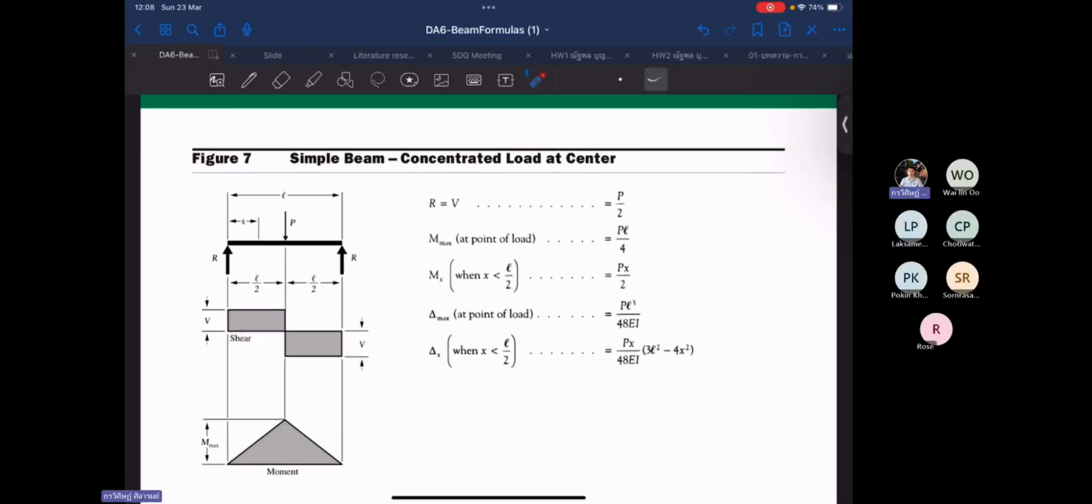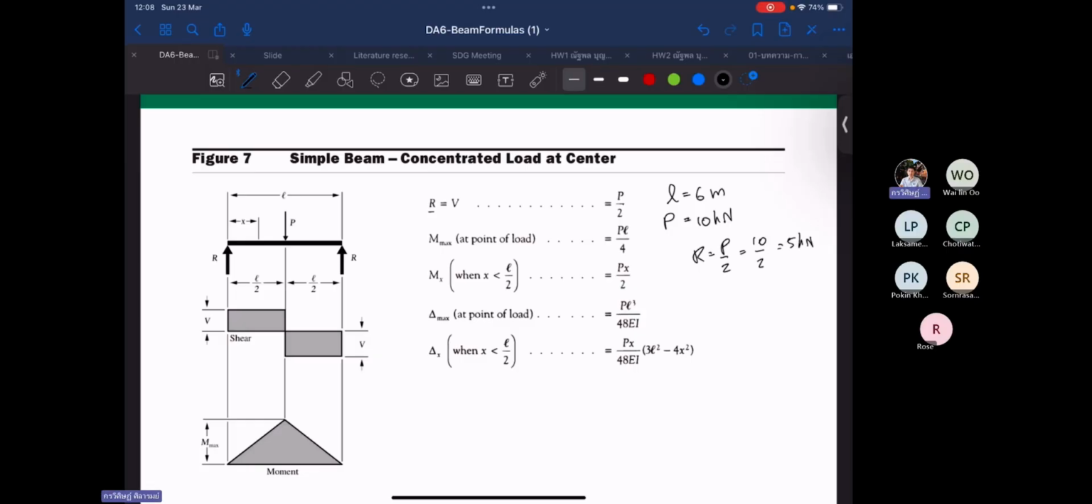Okay, simple beam with concentrated load at the center. Our beam has a span of 6 meters, right? And the point load P equals 10 kilonewton. So it says that the reaction R is equal to P divided by 2. So R equals P divided by 2 equals 10 divided by 2 equals 5 kilonewton.